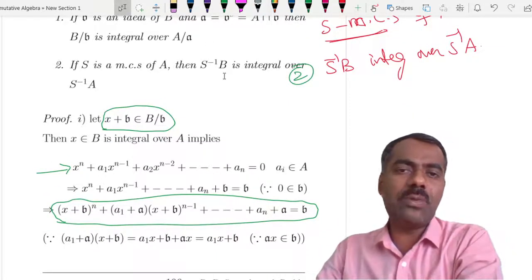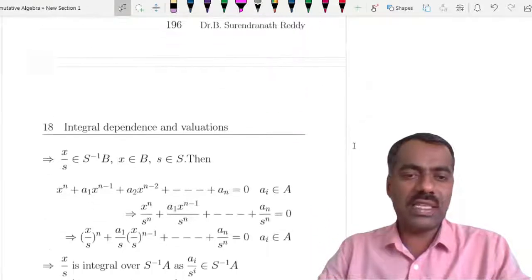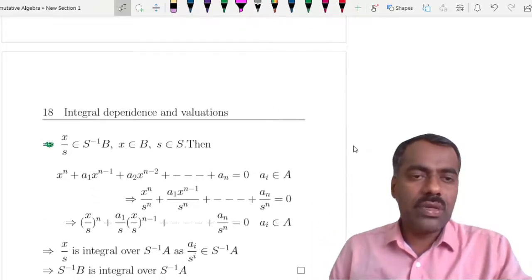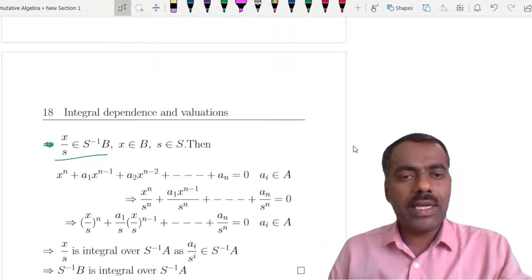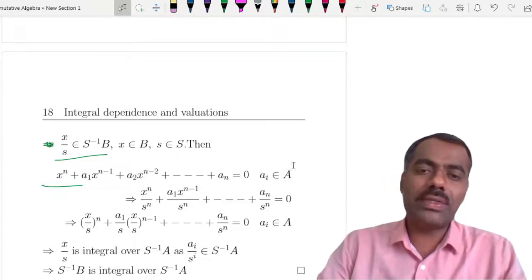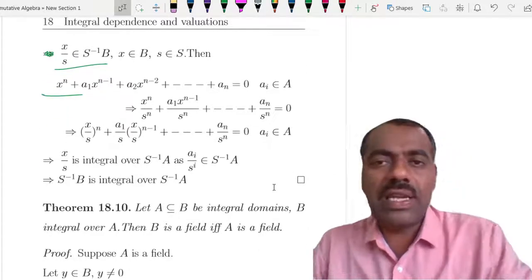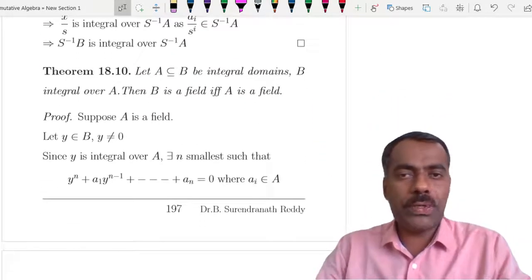Similarly, you can easily prove that S inverse B is integral over S inverse A. For that, you start with an element, use the fact that x is integral over A, you get an expression, then divide by a suitable s power n and so on. They are all basic calculations. I'll leave it to you; you can do it easily.